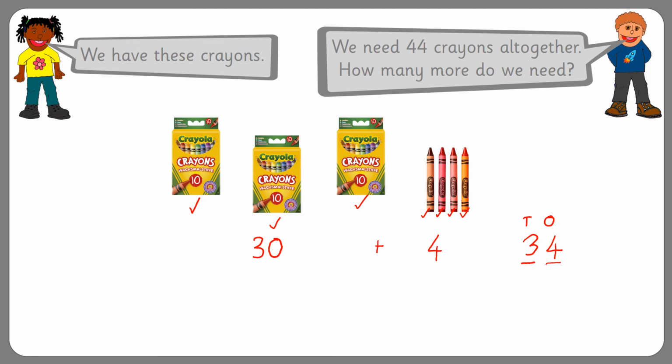So actually, we would need to get another packet of crayons which have got 10 in the packet. So we need another 10, and that way we would have 40 and 4, which would be 44. So we would just need one more packet of 10. Well done if you got that one right.